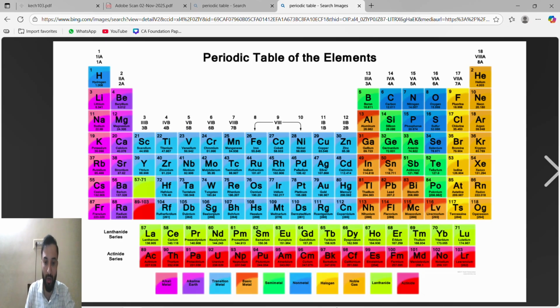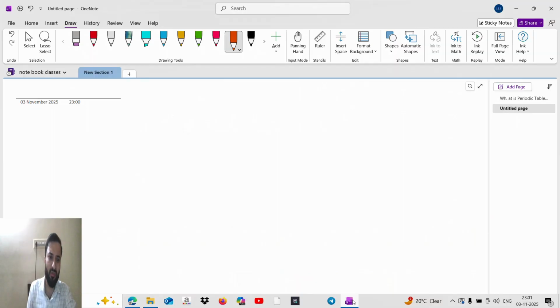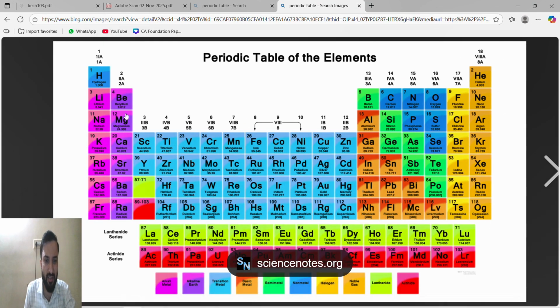Next point, if you want you can write it, otherwise it's okay, they will not ask in the examination. We will just write: atomic number increases by 1 as you move across the table. Okay, you can write this.